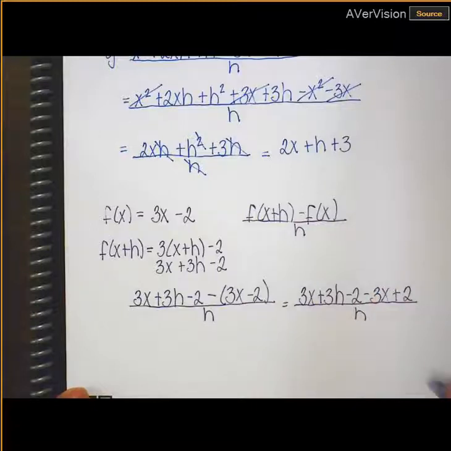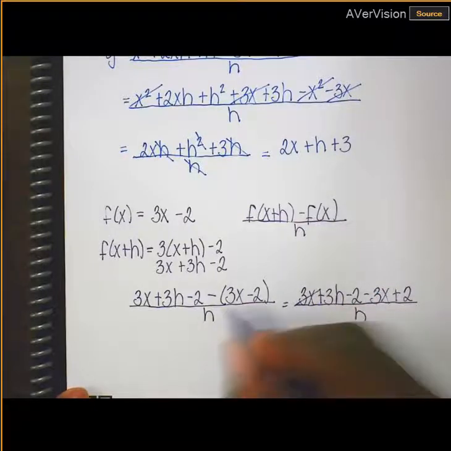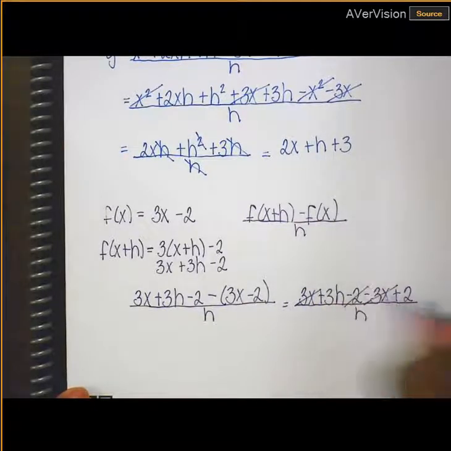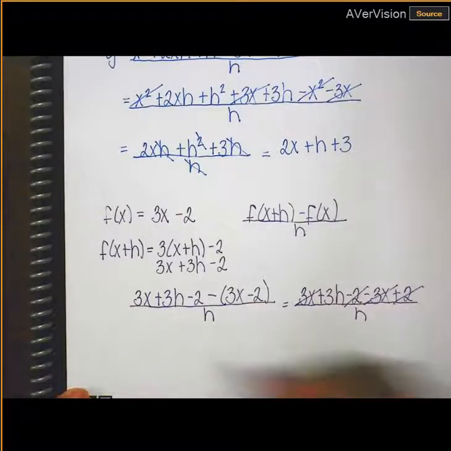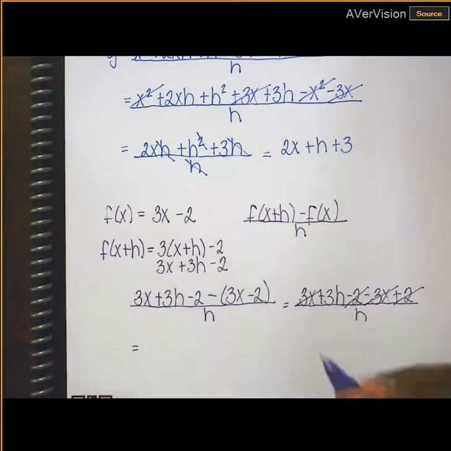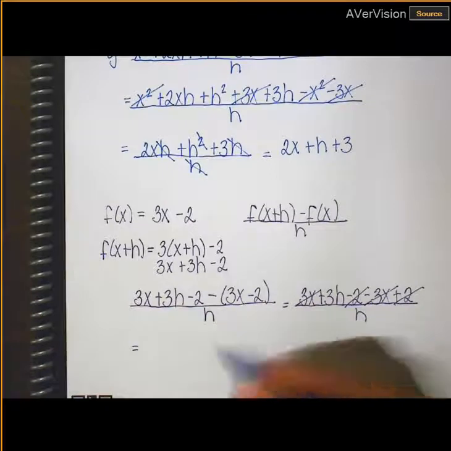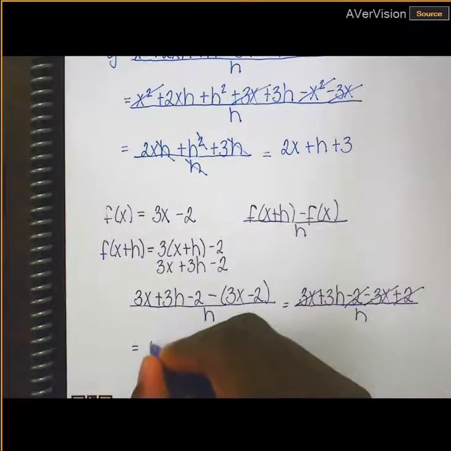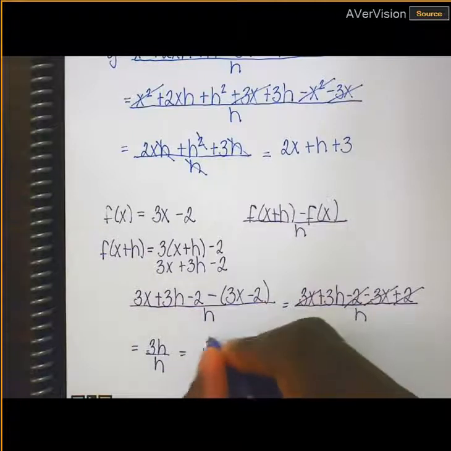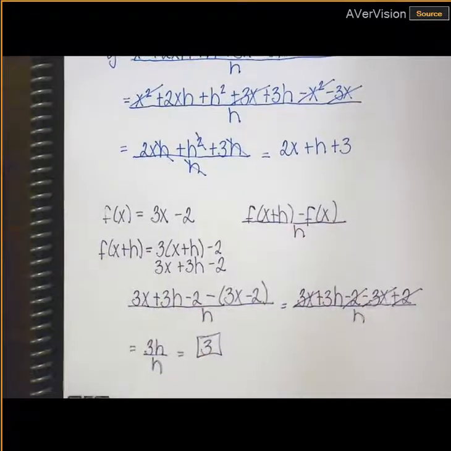All right, like I said before, the f of x part should always cancel out. And we're left with 3h over h, which equals 3. Right?